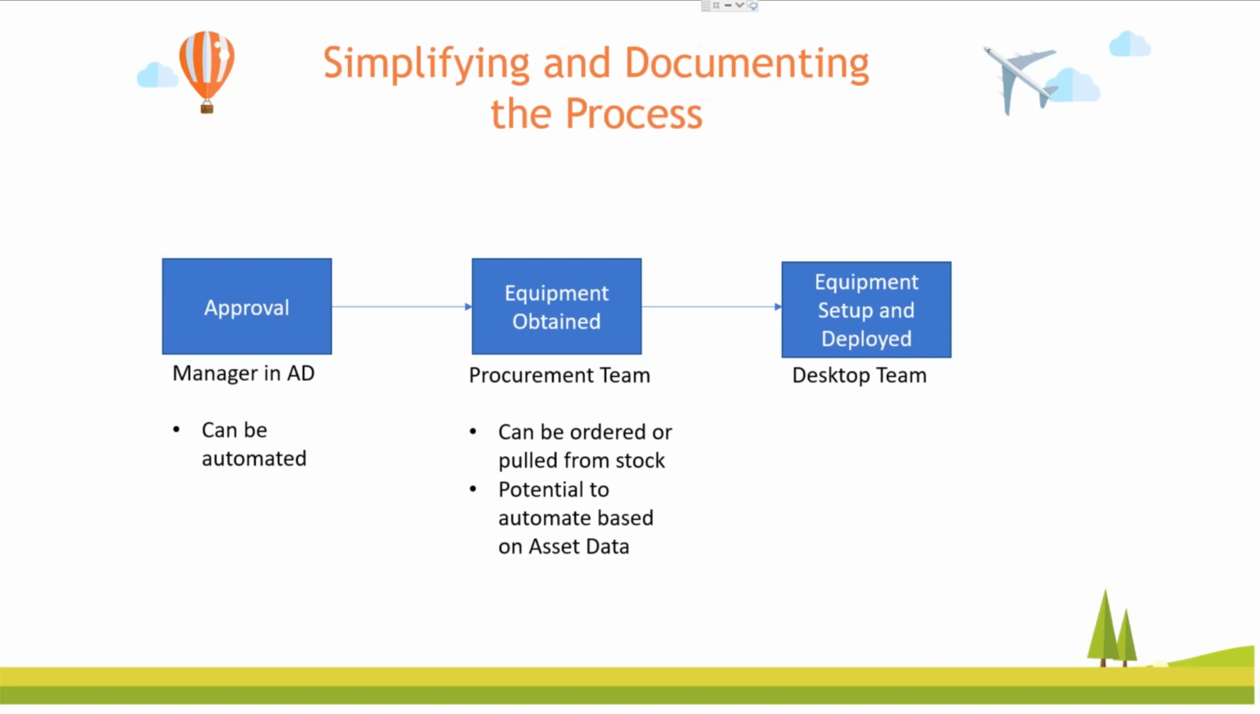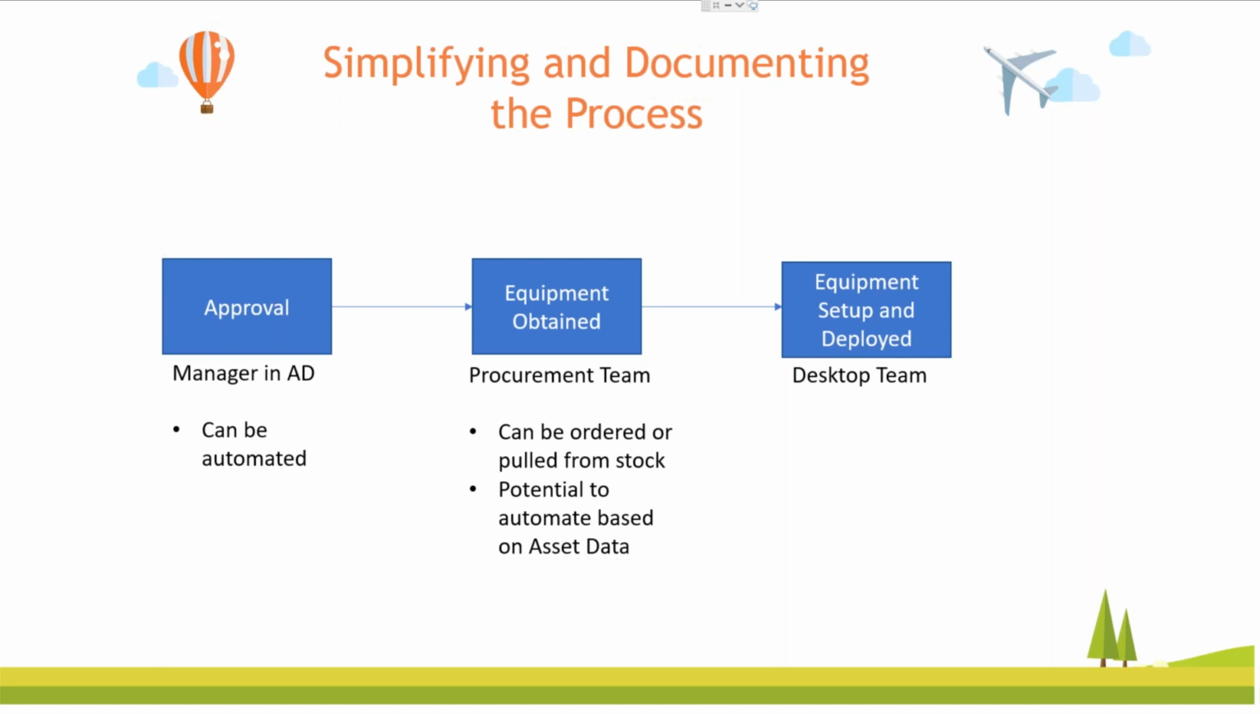Potential there to automate based on asset data. After stock checking, you could do something with your asset database, checking how many you've got in stock for whatever's been requested and do some automation there. That's all possible, and maybe you could do that down the line. If you're just starting off, you want to start with something fairly simple, check it works, and then iterate through with your ITIL continual improvement processes and improve it and streamline it.